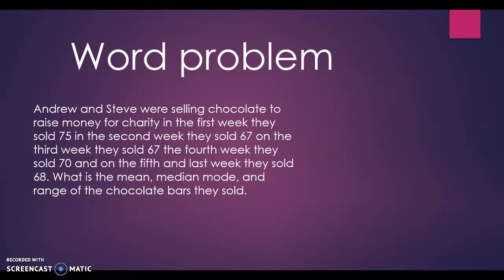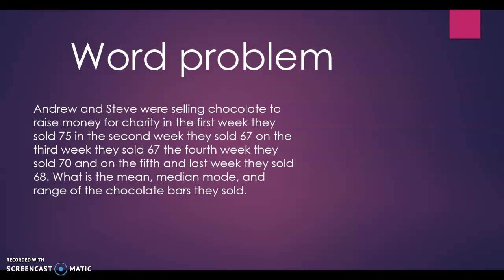Now, here's my word problem. Andrew and Steve were selling chocolate to raise money for charity. The first week, they sold 75 chocolate bars. In the second week, they sold 67 chocolate bars. In the third week, they sold 67 chocolate bars again. The fourth week, they sold 70 chocolate bars. And on the fifth and last week, they sold 68 chocolate bars. What is the mean, median, mode, and range of the chocolate bars they sold?